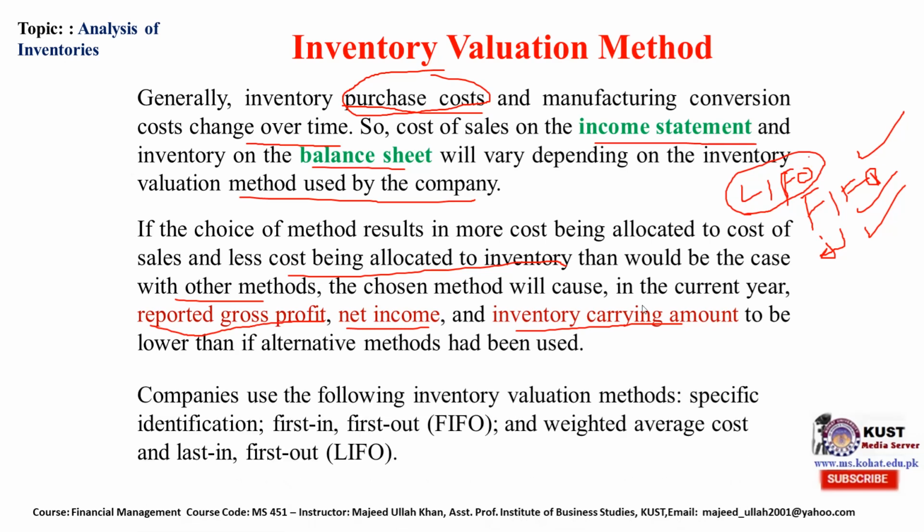So companies are allowed to use these methods: specific identification method, first in first out method, weighted average cost method, and last in first out method. We will discuss each in detail in coming slides.